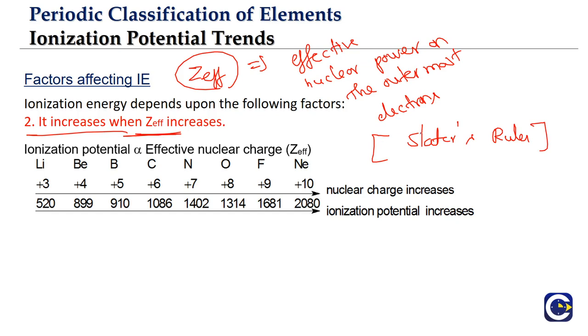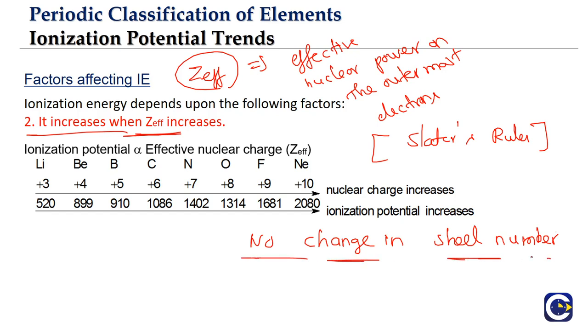So if you move across a period, right, no change in shell number, isn't it? The first factor that we discussed is shell number. Shell number increasing means the ionization energy will decrease. But when you move across a period, what will you see? No change in the shell number. But what we will see is that the nuclear charge will be increasing.